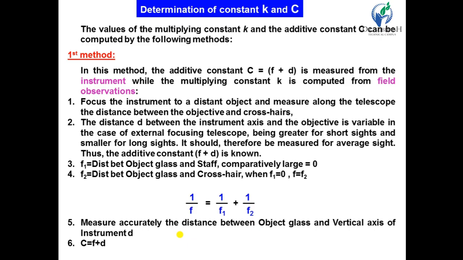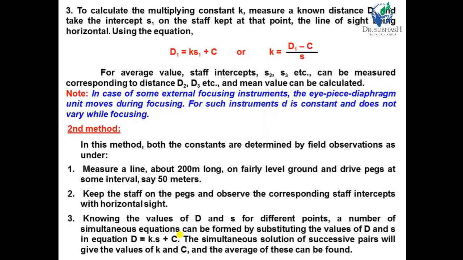Measure accurately the distance between the object glass and the vertical axis of the instrument. C is equal to F plus D. To calculate the multiplying constant K, measure a known distance D1 and take an intercept S1, and put those values into our distance-elevation formula of tachyometry: D is equal to Ks plus C. We have C, D1 and S1 available, so we can separate out the term K and get its value.